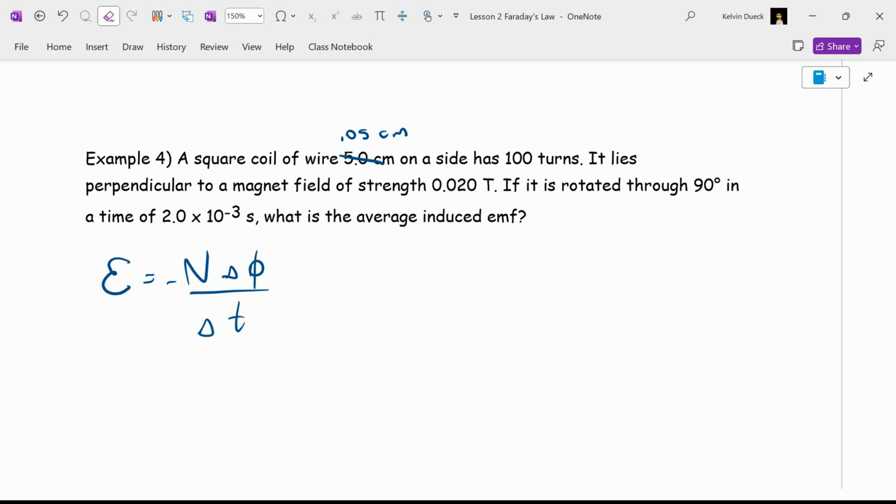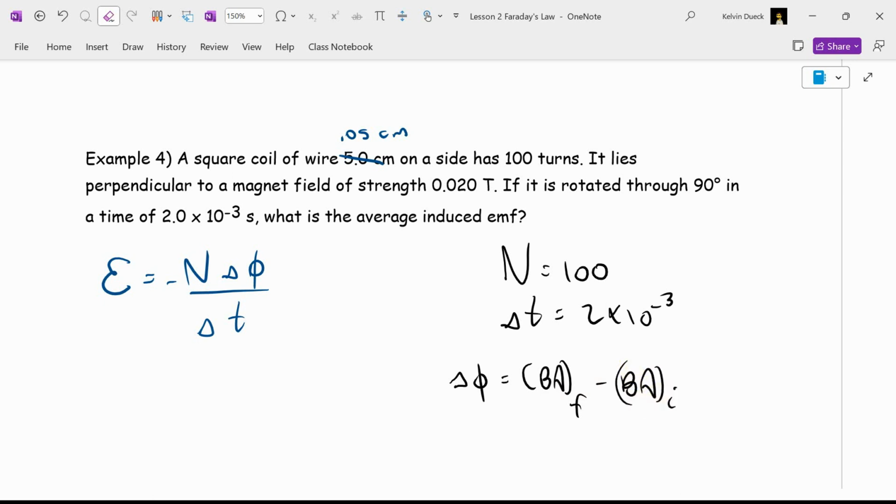Tony, what's N? Yep. What's delta T? I usually do those two first because they're usually fairly plug and chuggish. 2 times 10 to the negative 3. Yes. And then I spend most of my time calculating the delta flux, the change in flux. So change in flux, Tony, what's change in anything? And how do I find flux? Flux is what times what? It's on your formula sheet, which you should have out in front of you. The BA, right? So it's going to be BA final minus BA initial.